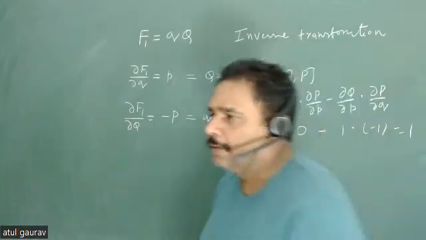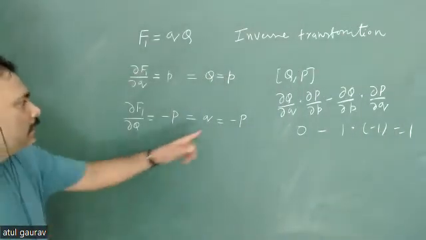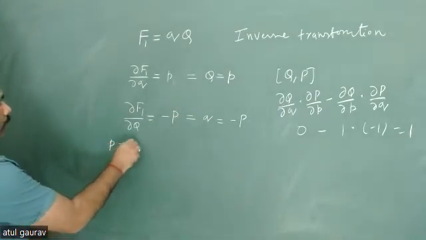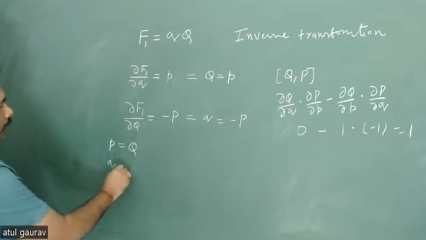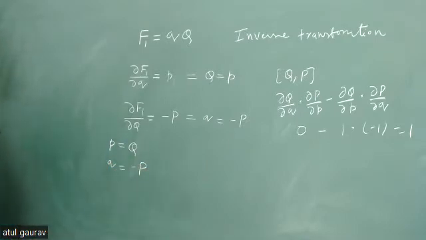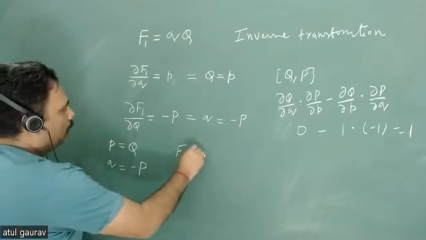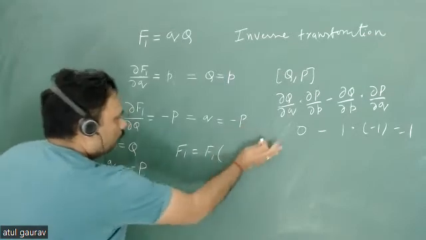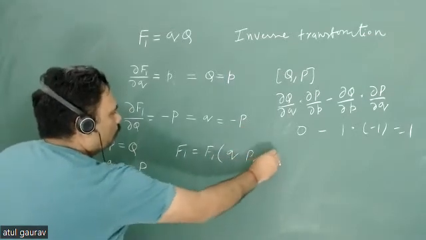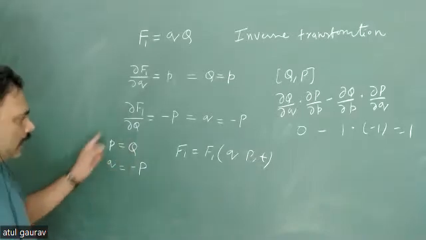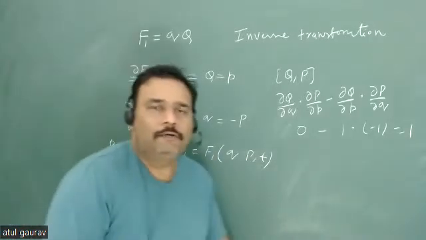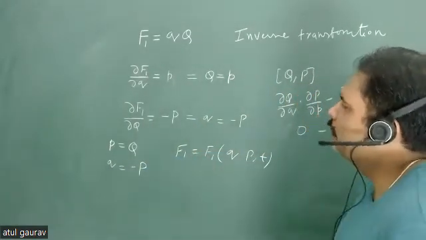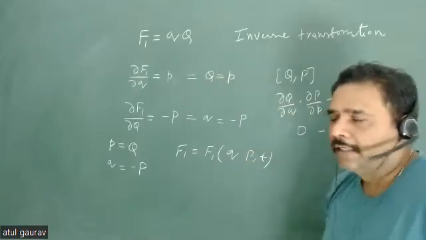And what is my question? My question is that if this is my transformation, meaning P goes to capital Q and Q goes to minus capital P, what should be my F1 type generating function? Meaning, if the transformation is given, I can also calculate what my generating function is. So let's try a reverse calculation and check that my transformation is this one.